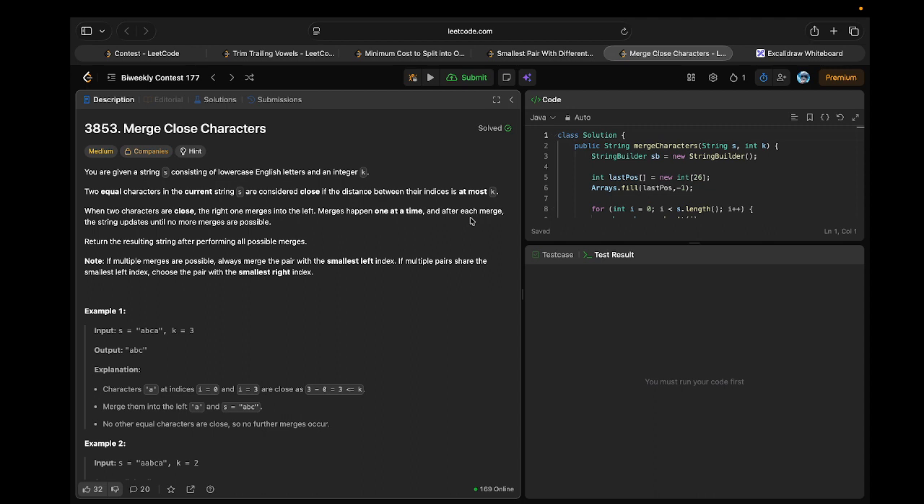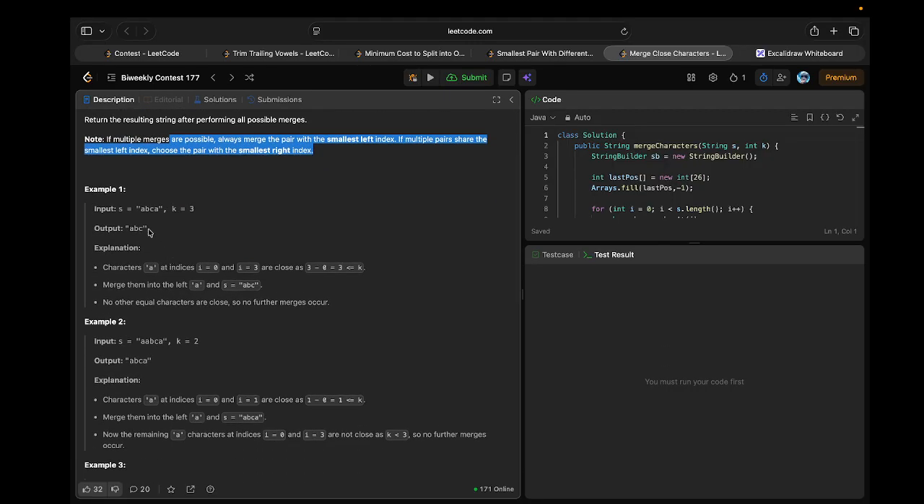Let's move to the second problem, which is merge close characters. You are given a string s consisting of lowercase English letters and an integer k. Two equal characters in the current string s are considered close if the distance between their indices is at most k. When two characters are close, the rightmost one merges into the left. Merges happen one at a time, and after each merge, the string updates until no more merges are possible. Return the resulting string after performing all the possible merges. If multiple merges are possible, always merge the pair with the smallest left index. If multiple pairs share the smallest left index, choose the pair with the smallest right index.